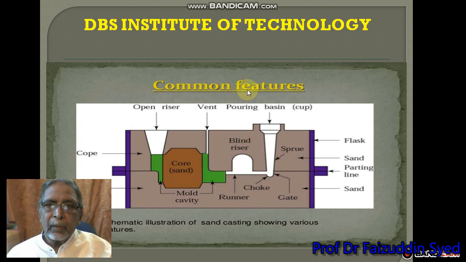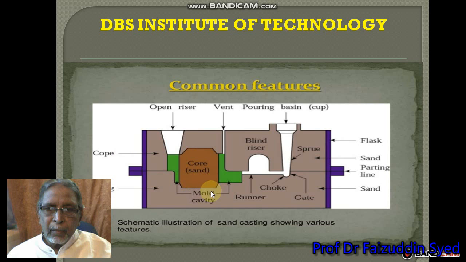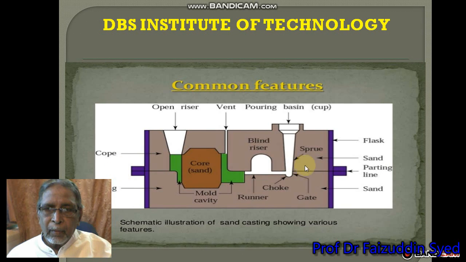Now you are going to see the schematic illustration of sand casting showing various features. You can see here on the right side the flask, then inside it sand, then you are seeing a parting line. Parting line means this object is in two parts. From this parting line, we are going to remove the upper flask and take out the casting.